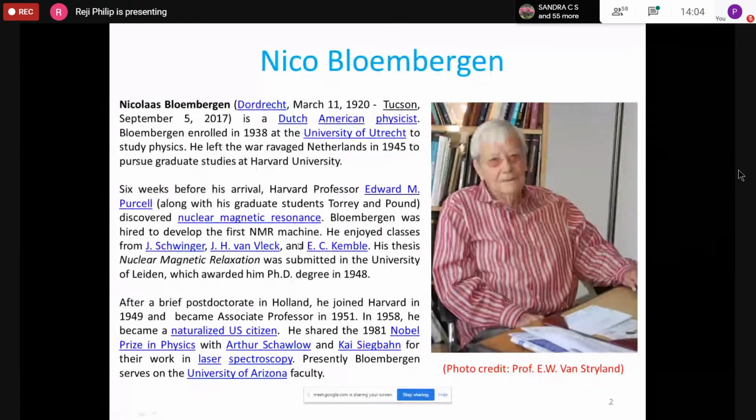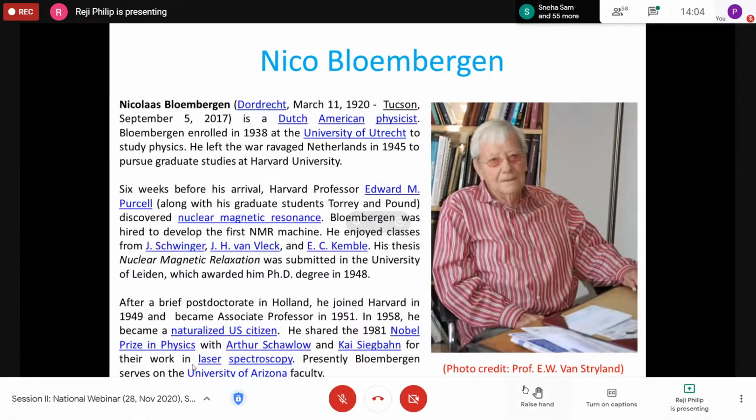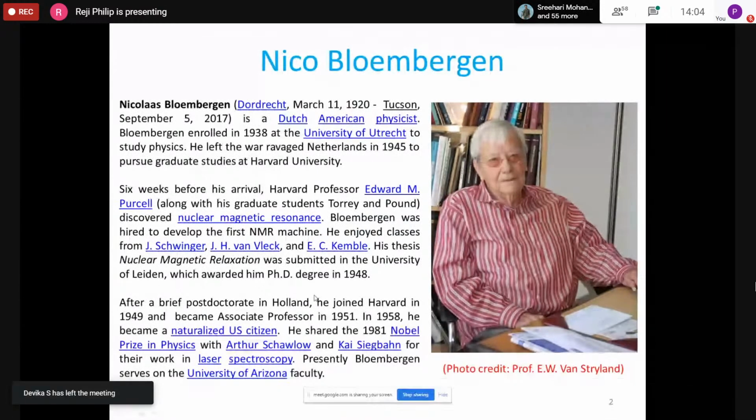Then he was part of the team that developed the first NMR machine, and he enjoyed classes from very celebrated scientists like Schwinger. His thesis was submitted to the University of Leiden, and he got his PhD degree in 1948. Then he went to Holland but came back and became an associate professor at Harvard in 1951. In 1958 he became a citizen, and in 1981 he received the Nobel Prize in Physics with Schawlow and Siegbahn for the work in laser spectroscopy.